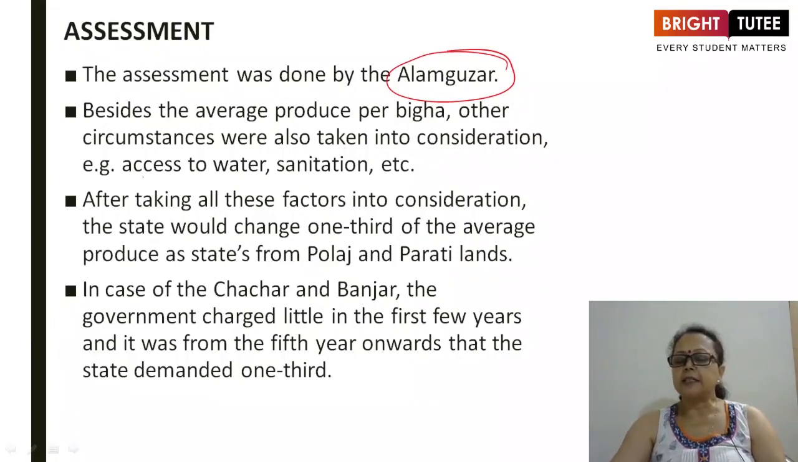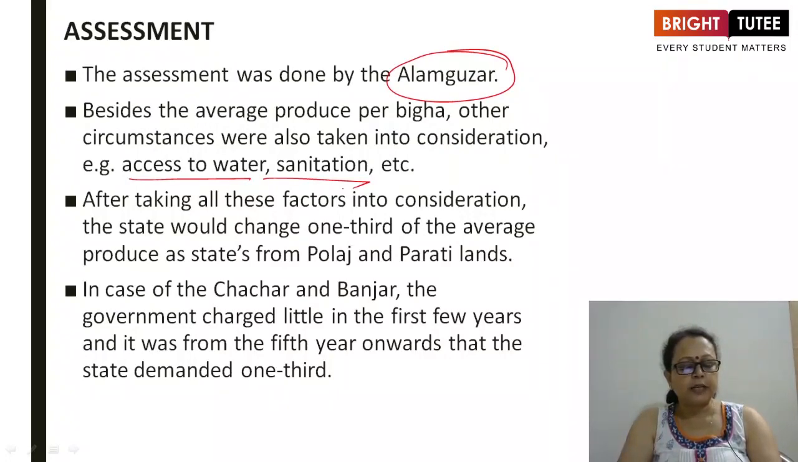That is access to water, then sanitation, etc. Great care was taken to apportion the different descriptions among the peasantry in such a way as to give benefit to all. To give the benefit to all, the assessment has been done.